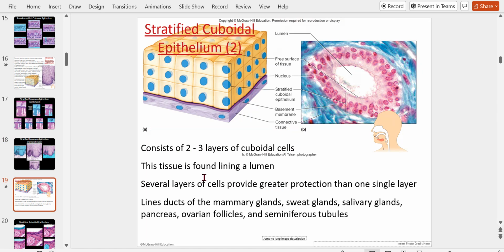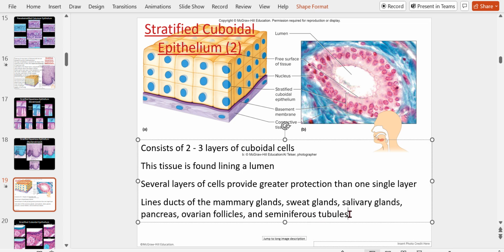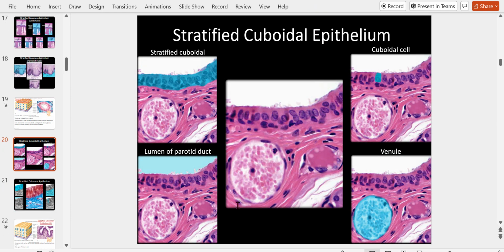Stratified cuboidal epithelium. Okay, this tissue is found lining a lumen, usually 2 to 3 layers of cuboidal cells, and you'll see where this is going right in here. It lines the ducts of the mammary glands, sweat glands, salivary glands. That's what we're talking about right here. Pancreas, ovarian follicle, seminiferous tubules there of the testes. Okay. Just some shots here of cuboidal epithelium. You'll see them right in there.